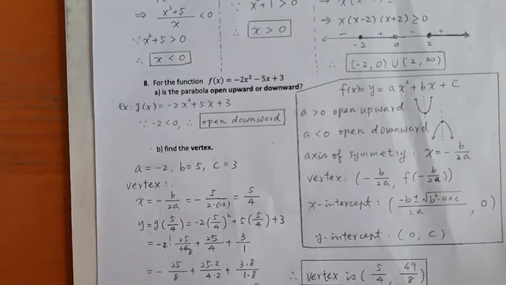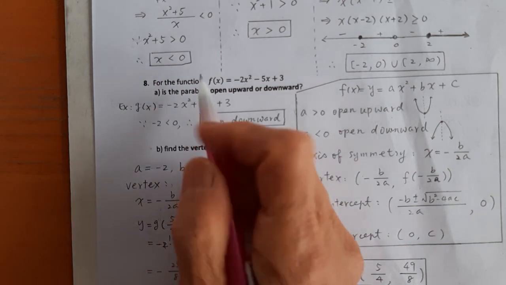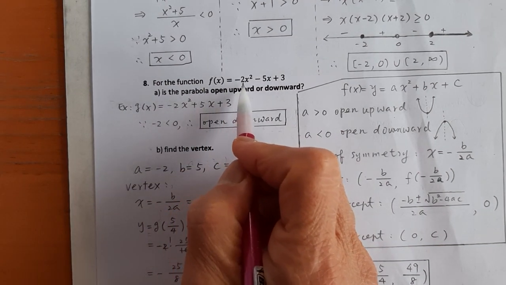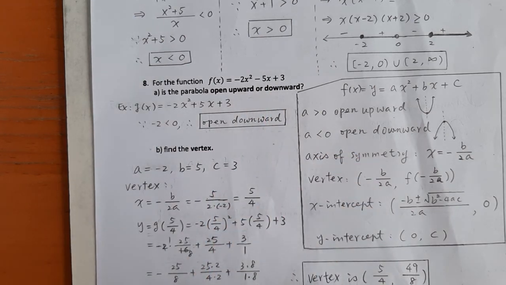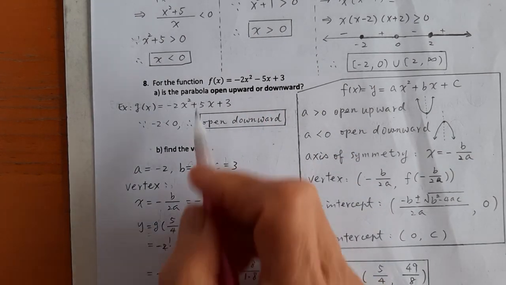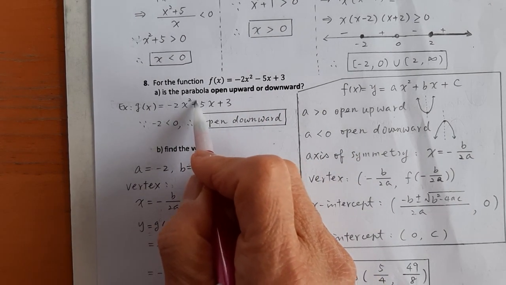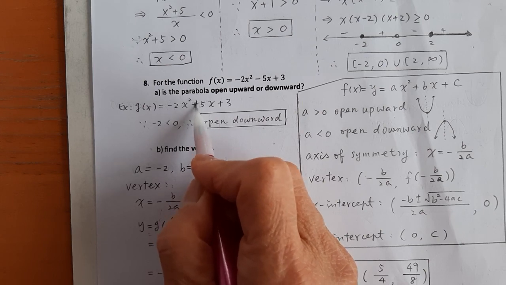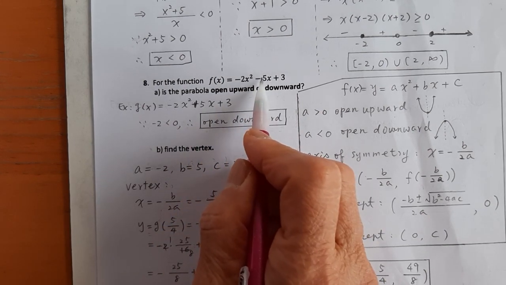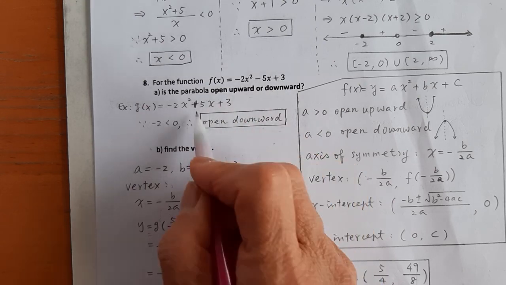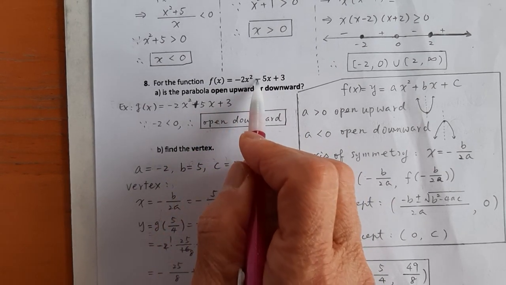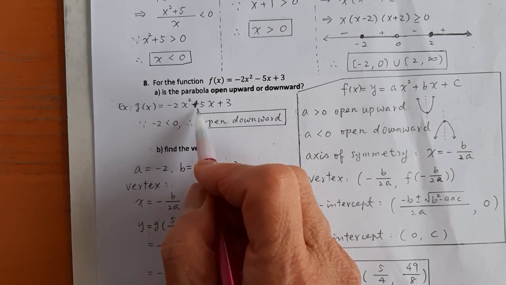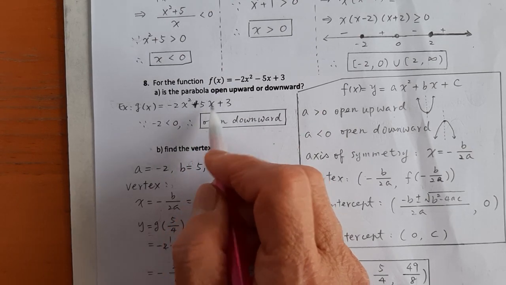Homework question number 8. For the function f of x equal -2x squared minus 5x plus 3. Now I'm going to give you an example. Here's a plus, it's not minus. You do this one with minus 5x plus 3. I'm going to give you one example here, only this minus changed to plus as the example.